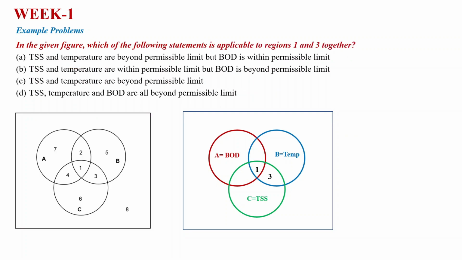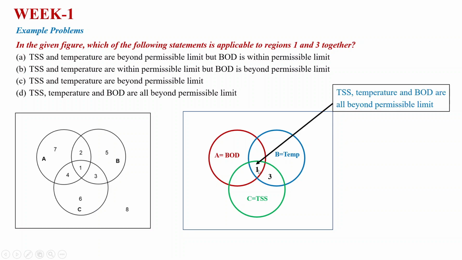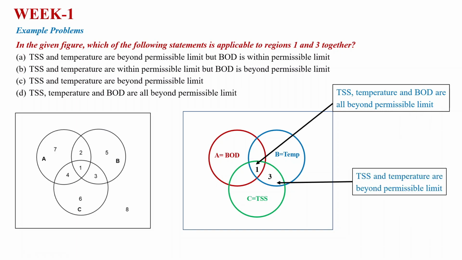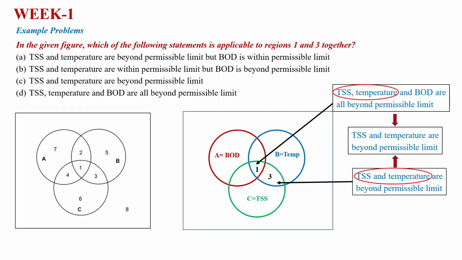In the given figure, which of the following statements is applicable for regions 1 and 3 together? This is region 1 and 3. So what does 1 represent? 1 represents that TSS, temperature and BOD are all beyond permissible limit. What does 3 represent? TSS and temperature are beyond permissible limit. So what do both represent together? TSS and temperature are beyond permissible limit. So according to the options, C is the answer: TSS and temperature beyond permissible limit.